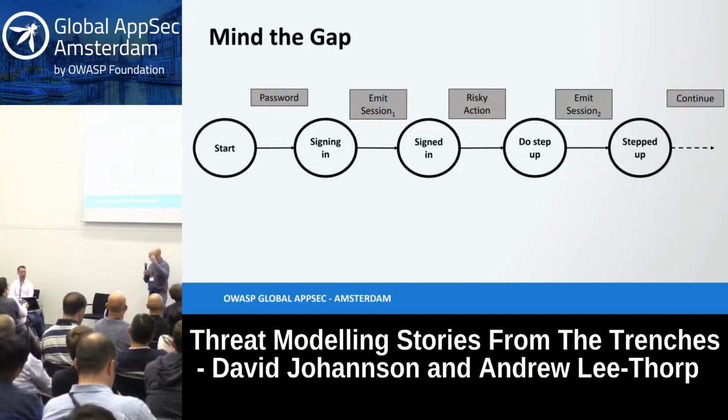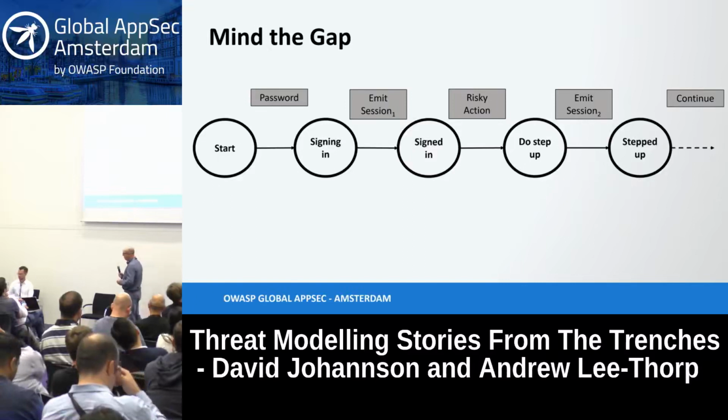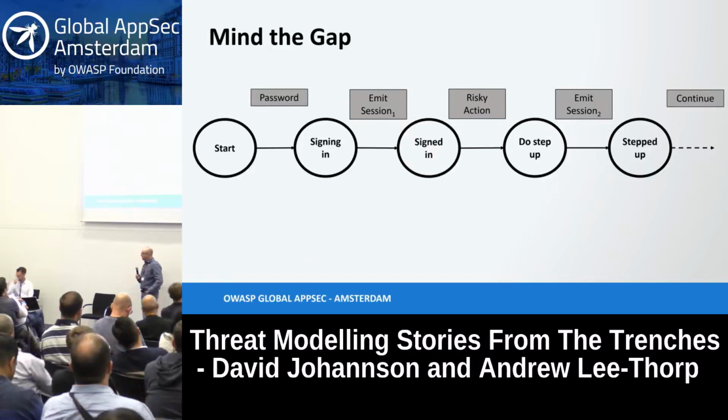So if we look at a sequence diagram of this thing, it's just simplified slightly. We have the same thing. We start, we're signing in, we're signed in. That's the password part. And then we need to do the step up. So we're in the stepping up state. We're verifying the challenge. We're issuing a new session because it's a risky transaction. And then finally, we're in the stepped up state and we continue. So let's take a moment to think of what does the attacker have?